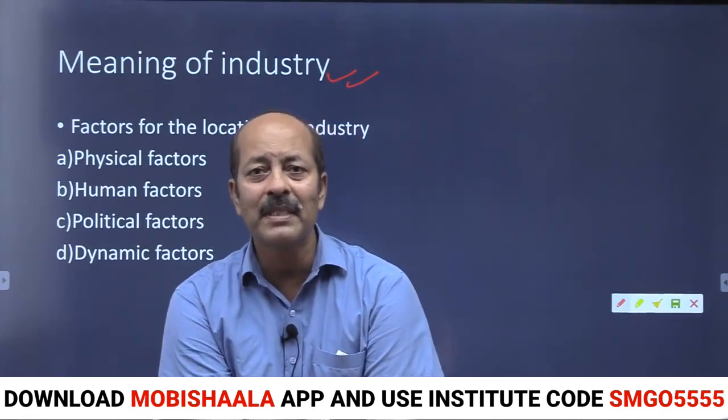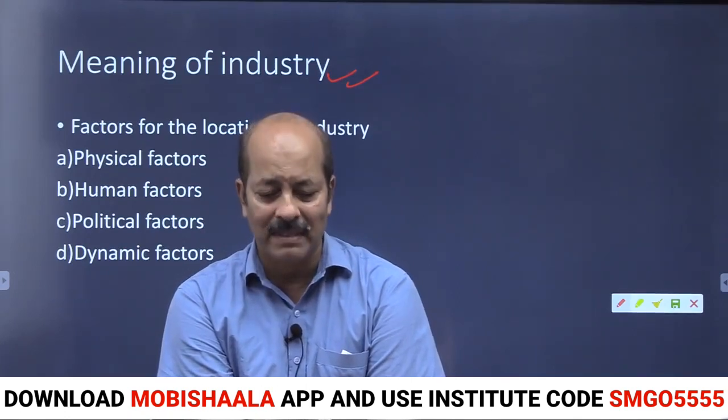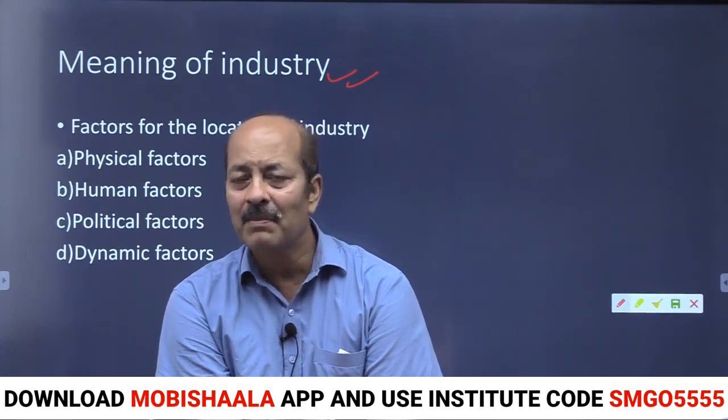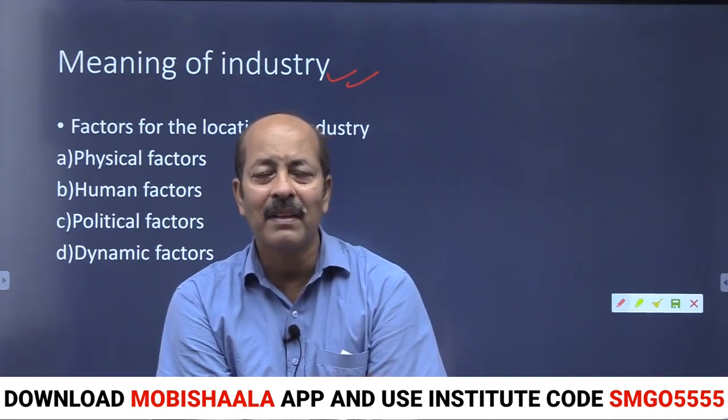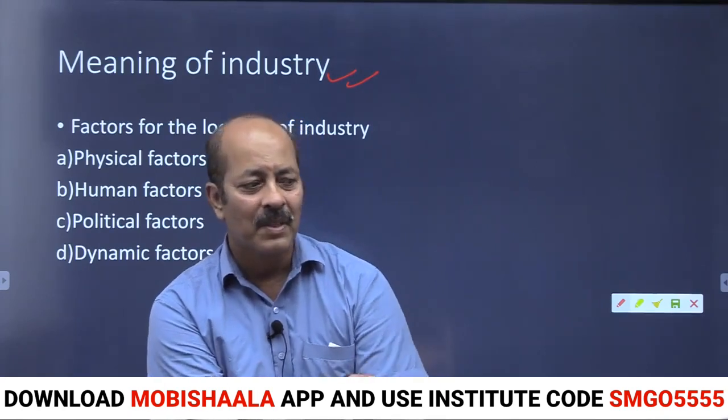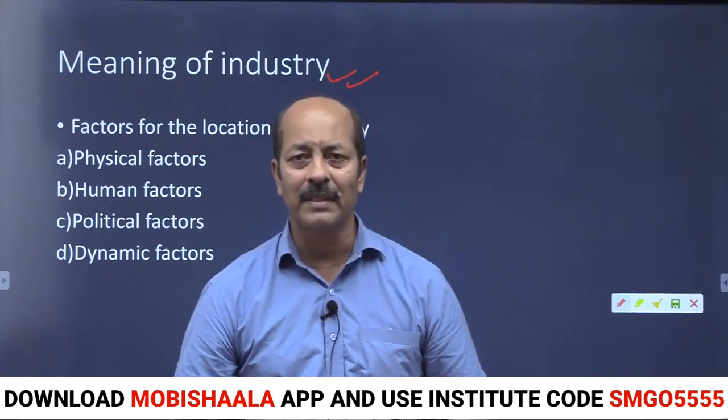I think you may have written the notes clearly. So it is a transformation of raw material into finished goods. It can be done by biological, physical and chemical process. Manufacturing is done on a small scale or large scale, by hand or machine. So all these are the three criteria for defining manufacturing or industry.